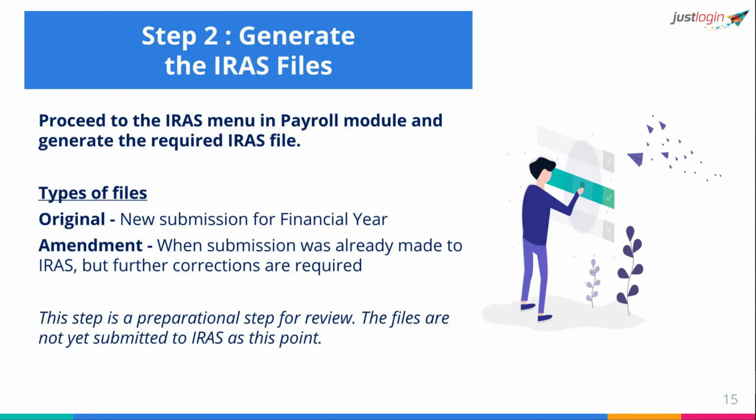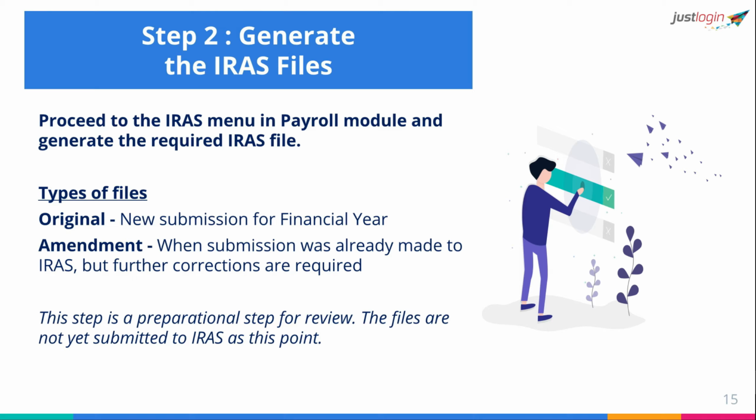Second step, generate IRAS files. Once you've cross-checked the income information and verified its accuracy, you can proceed to generate the IRAS files. There are two types of files to generate. First, the original for new submission. You can generate multiple original files if it has not been submitted yet. Then the second one is the amendment. This is used when you've already submitted the forms, but changes or corrections are required.